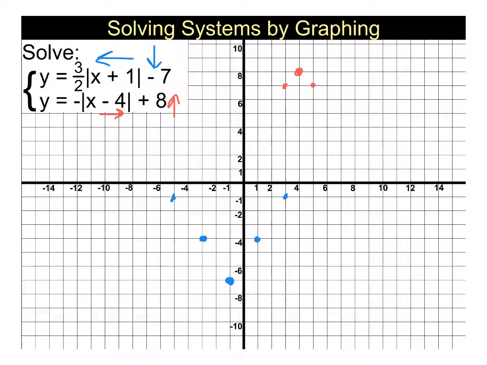And since it's just a negative, it's not like a -2 or -1/2, there's no other number there. It's still going over 1 and down 1. It's a 1-to-1 ratio still, because all we did was flip it. We didn't stretch it or compress it at all.